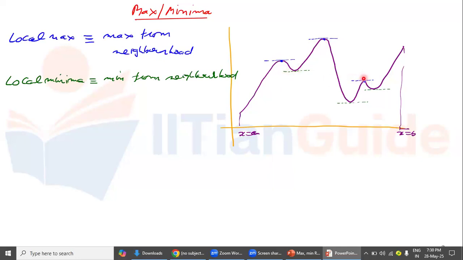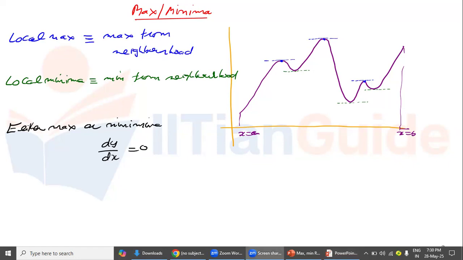Whether it is a maximum or a minimum, one thing is common: the tangent is parallel to the x-axis. So either for maxima or minima, one condition has to be satisfied, that dy by dx at that particular point has to be 0. Is it clear? No problem? जल्दी बोलिए.